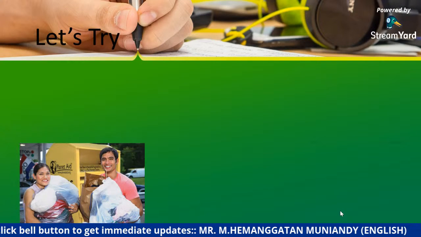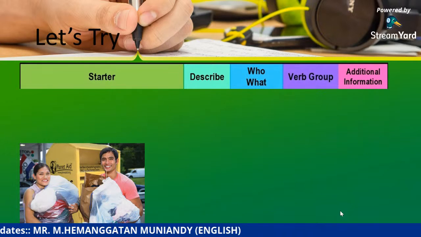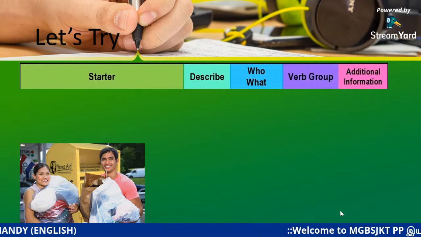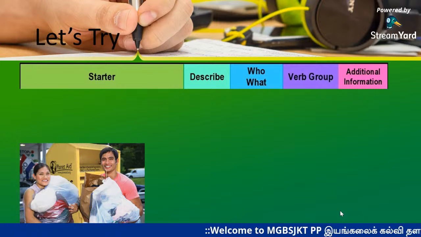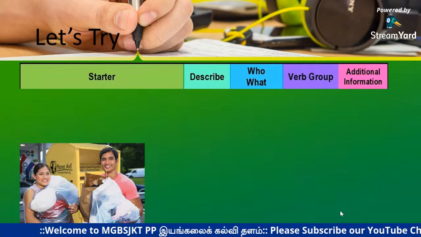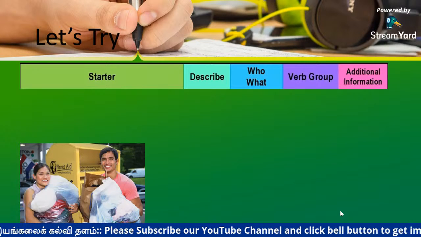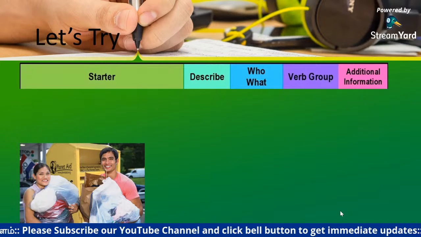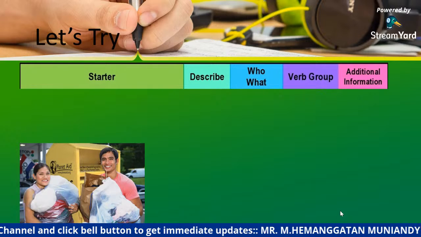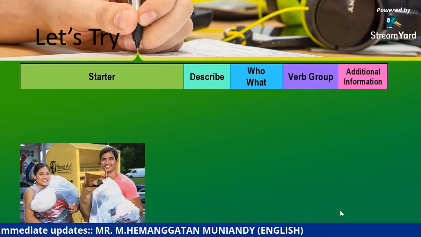Okay, there's another one here. I've given you the framework. Now look at the picture. It looks like a donation, probably a help, giving away. And it looks like old clothes to me. You can call it old clothes or maybe used clothes. If you're ready, you can write a sentence for me.